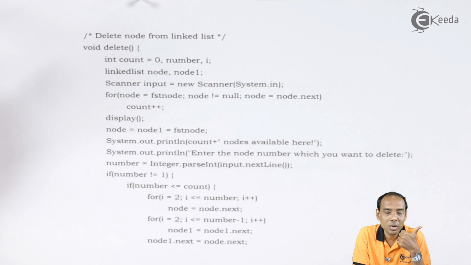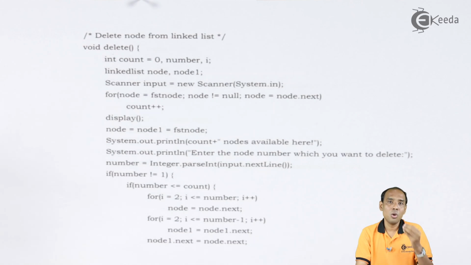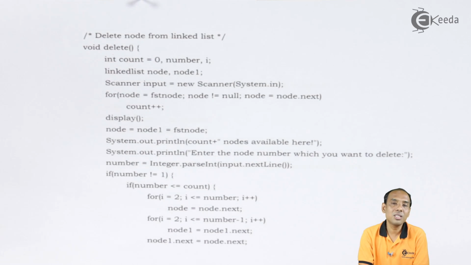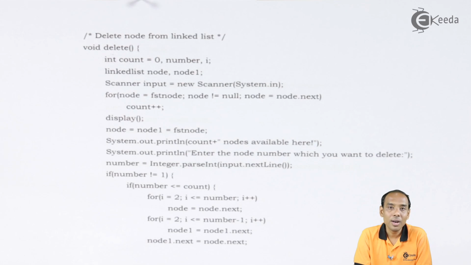So there are going to be three cases. First, I'm going to try to delete the first node. Next, I'm going to delete the node which is in the middle of the linked list, that is, the middle or any other position other than the last node. And last, I'm going to delete the node which is at the last position. Using this I'm going to implement the concept of deletion.